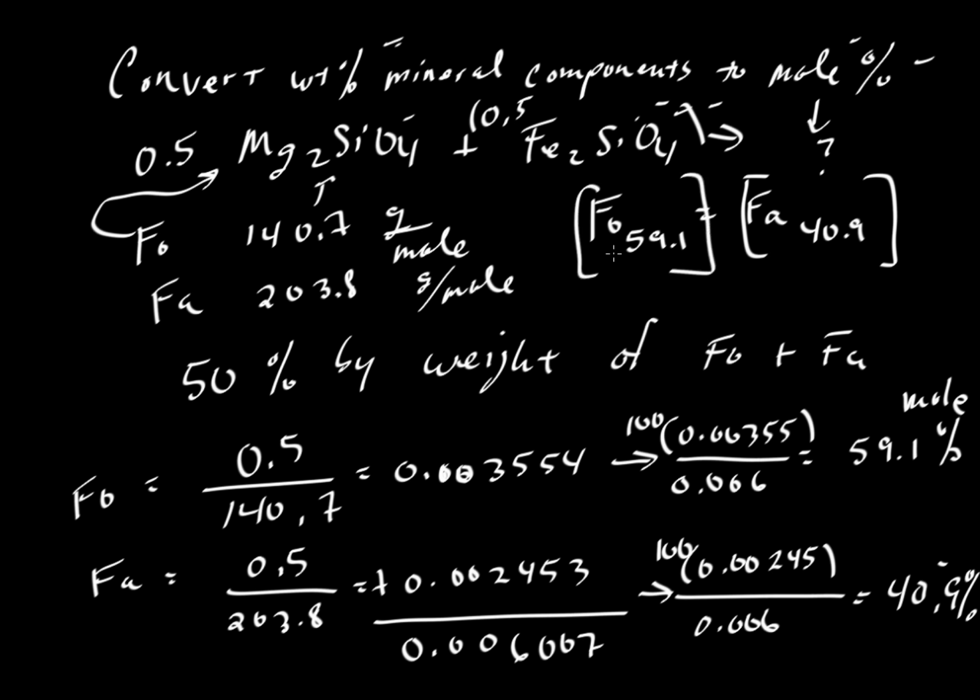of expressing this mixture. So if you went into the garage and measured out 50 grams of forsterite and 50 grams of fayalite, melted them and created a solid solution, that solid solution would have a formula that we would express as Fo59.1, meaning that on a molecular basis it is 59.1% forsterite.